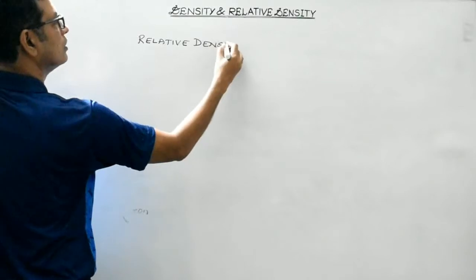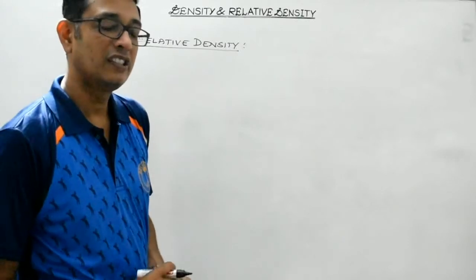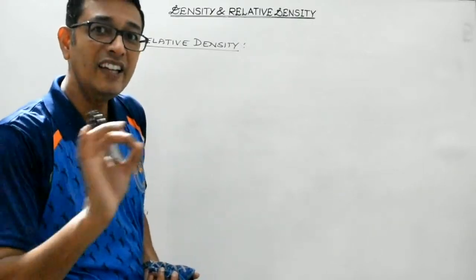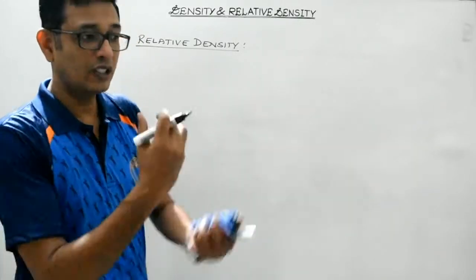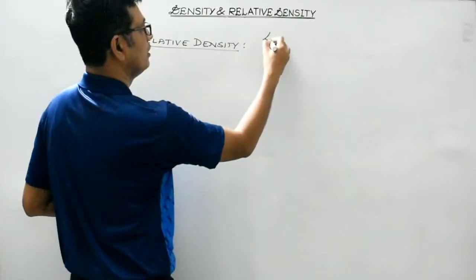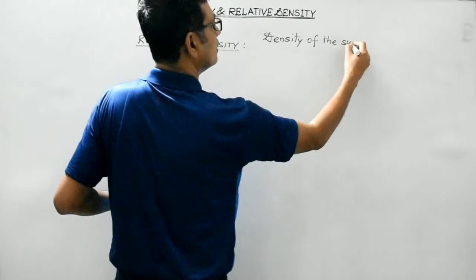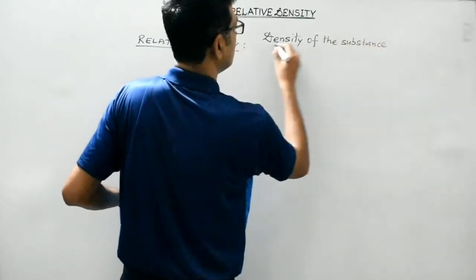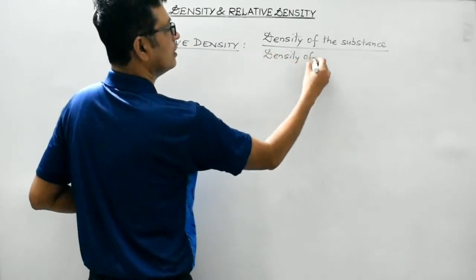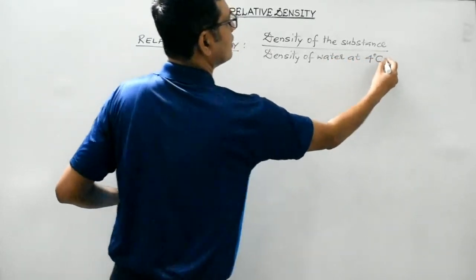As I have told you, this is a term which we use so as to denote the density of a given substance in comparison to the density of water. So it is basically the ratio. So relative density is defined as the ratio of the density of the substance to the density of water at 4 degrees Celsius.